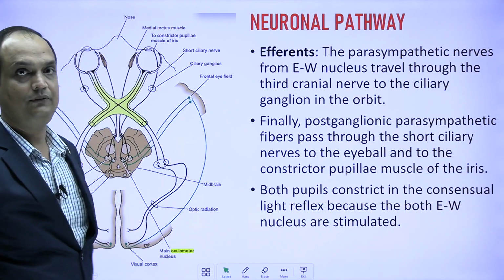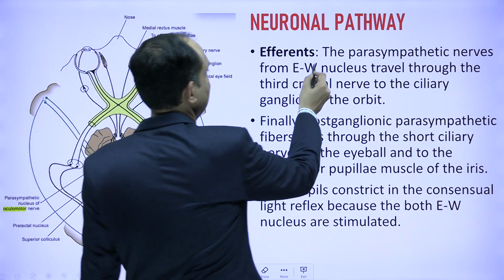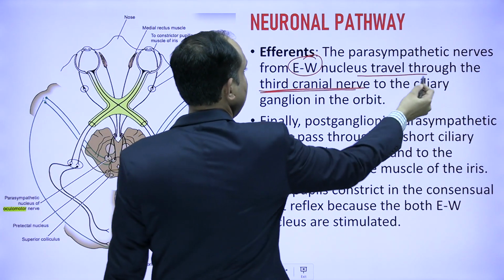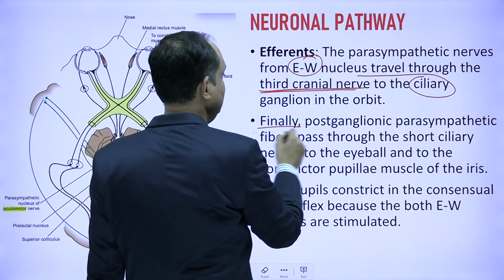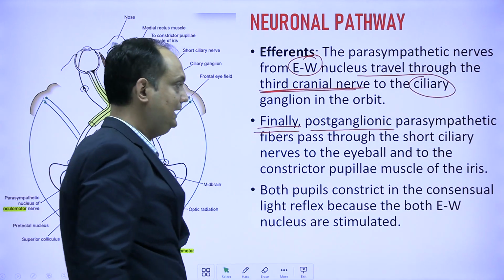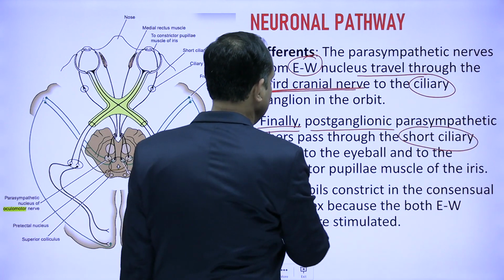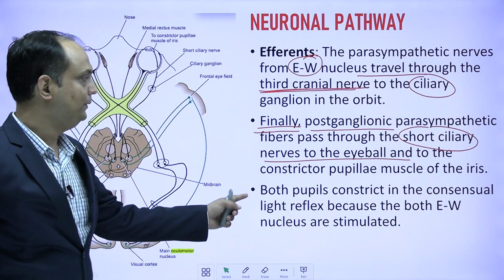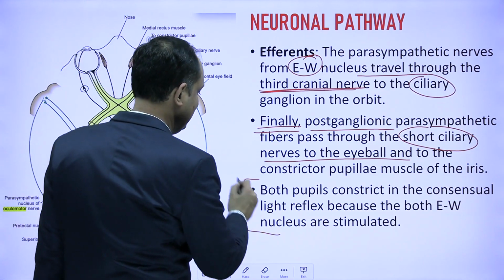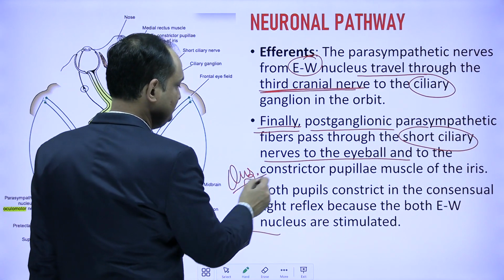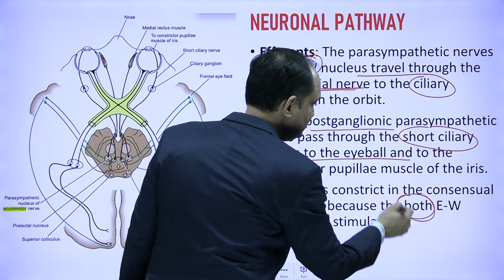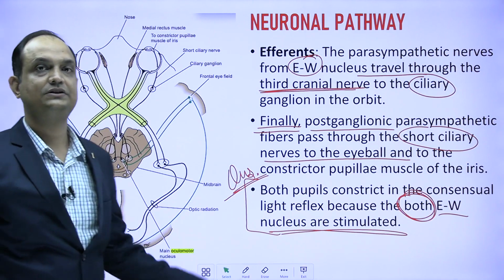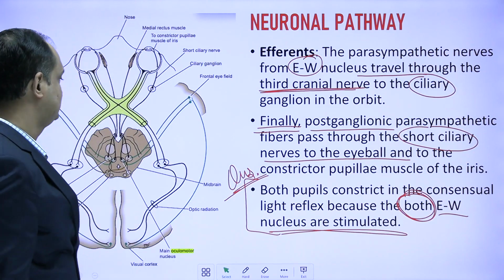So what is the efferent? Efferent, I told you that parasympathetic fibers from the Edinger-Westphal nucleus travel through the oculomotor nerve, they will reach the ciliary ganglia, and finally the postganglionic fibers will enter the eyeball with the help of the short ciliary nerve and constriction will take place. So both pupils constrict in the consensual or indirect light reflex. The only reason is because both side Edinger-Westphal nuclei are stimulated because of the connection of the pretectal nucleus.